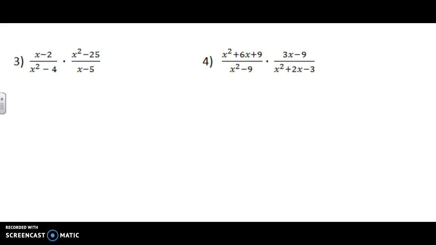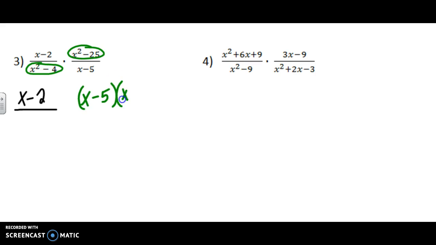These next ones rely on you being able to factor. So the first thing that we want to do is factor these like we were doing yesterday. Both this numerator and this denominator are a difference of squares. So we're going to change this to x minus 5 times x plus 5, because they're both perfect squares in the front and the back. This one is going to become x minus 2, x plus 2.